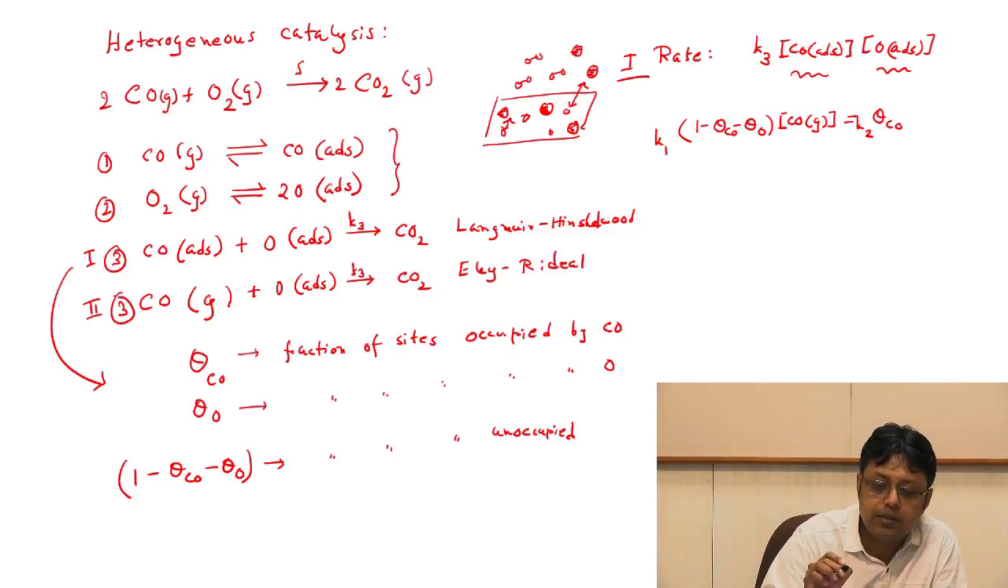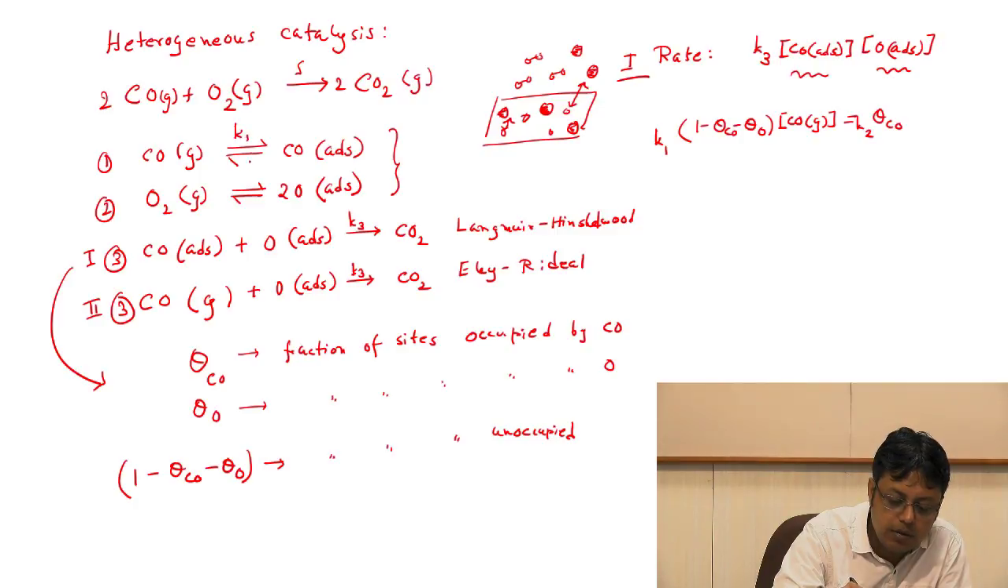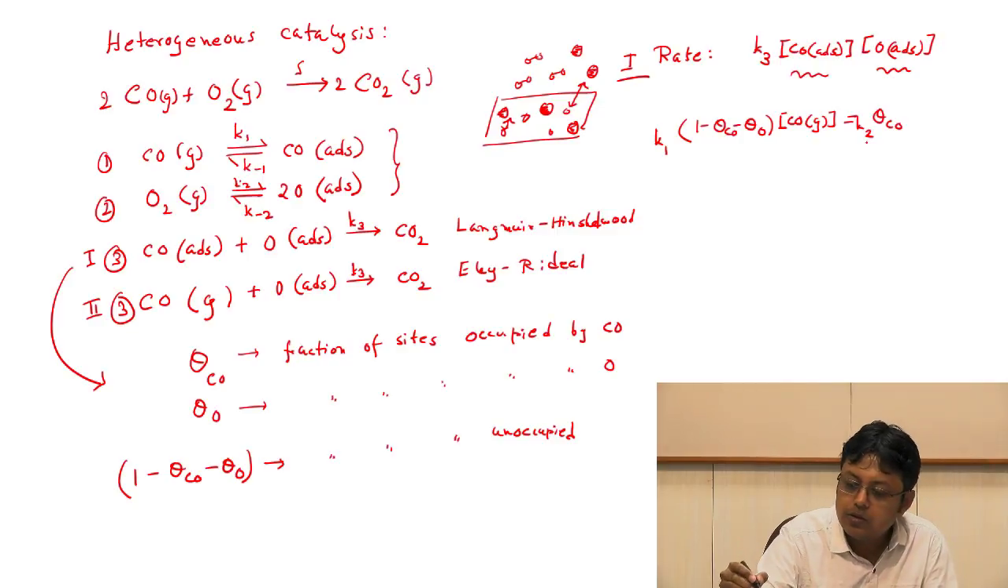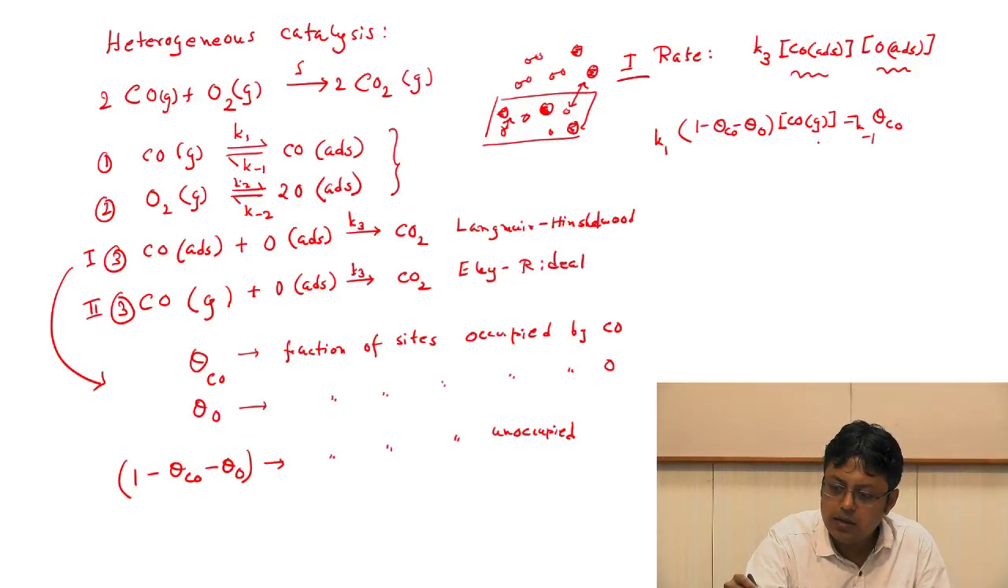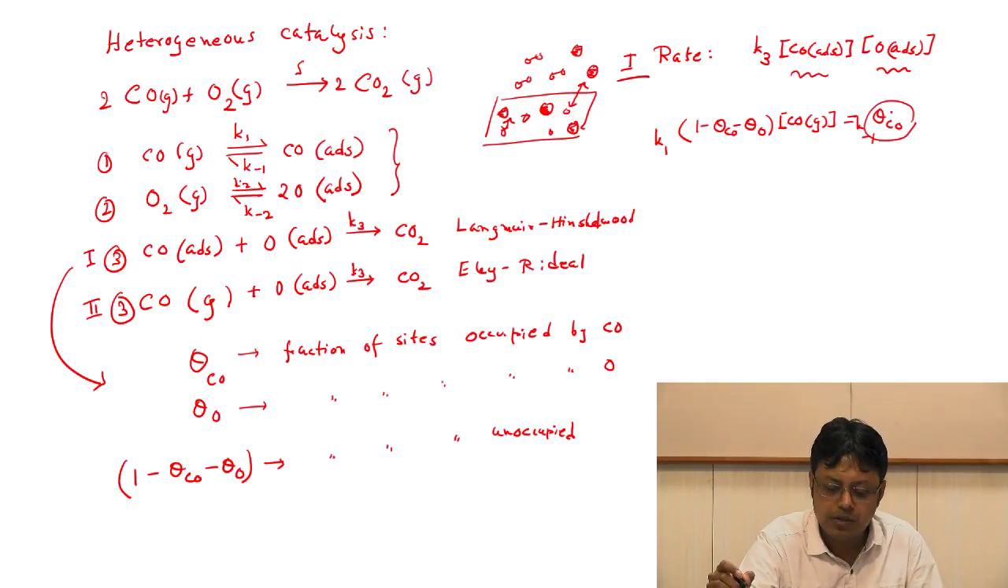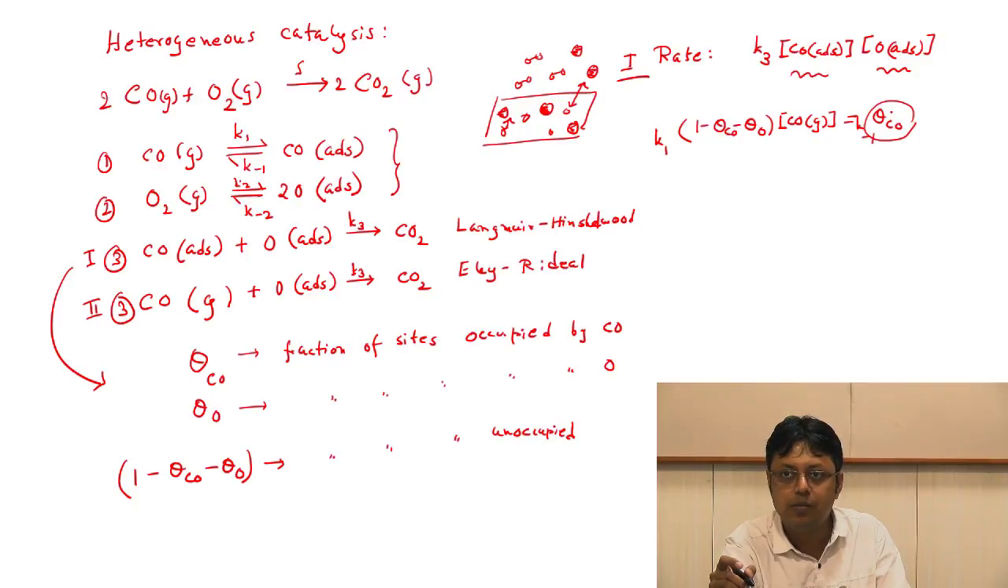So step 3 differs for these two mechanisms. I'm calling this K1. This is K minus 1. This is K2. This is K minus 2. So this will be K minus 1 then, and then we'll just take the ratio. All we need is basically the adsorbed species concentration, but here actually you cannot write the concentration, you have to write in terms of the fraction. Just remember that, because the CO adsorbed will be nothing but proportional to theta CO.